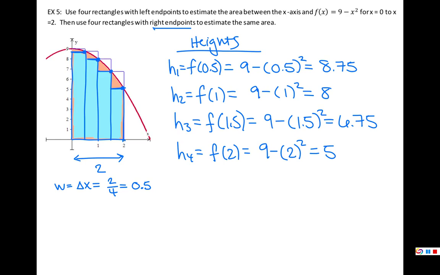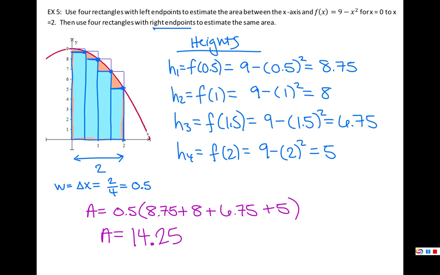And then finally, area, base times height. Last time I just did the 0.5 times each one separately and then added them together. You could also just add the heights and then multiply by 0.5. That's kind of the distributive property. That would work as well. So I decided to just add up the heights and then multiply by the width, and that would give me the total area. I got 14.25.